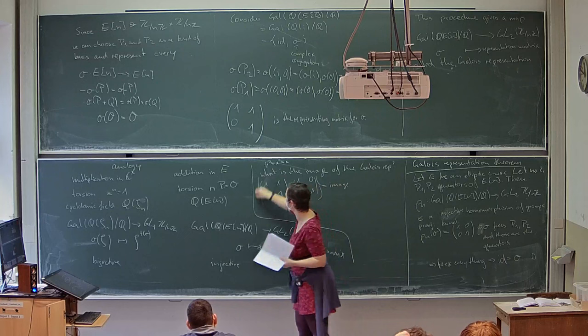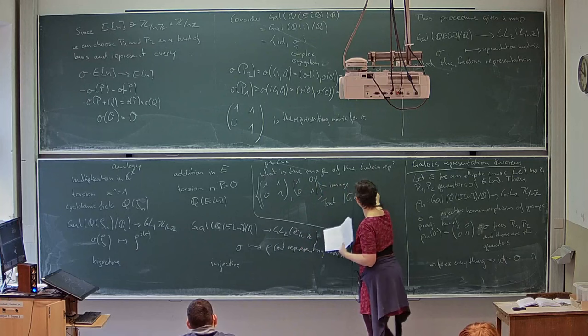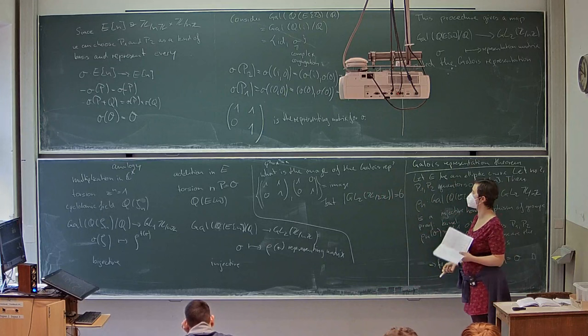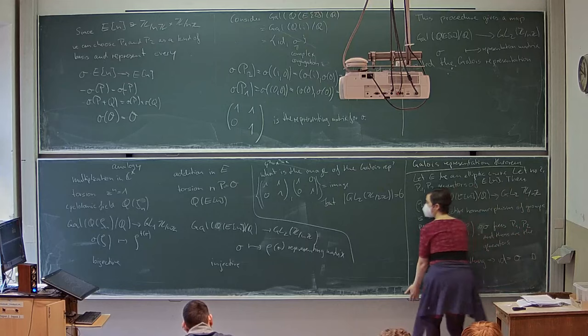But GL2(Z/2Z) has order 6. So in this case, it's pretty far from being surjective. But this is not always the case.